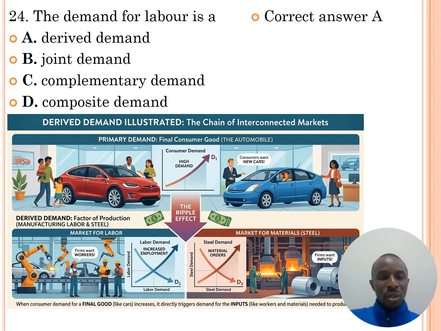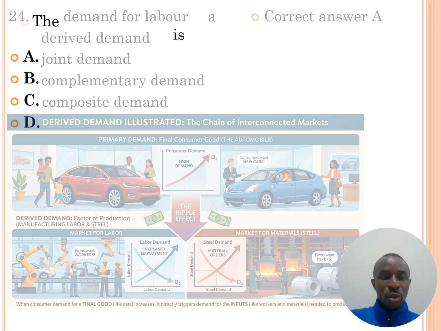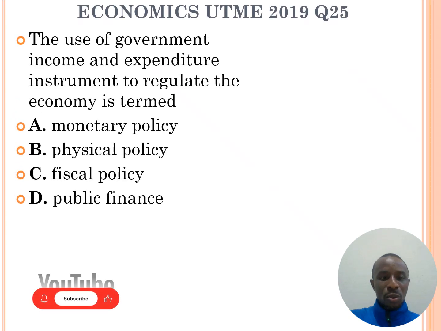To the last question, where we are going to stop for today. The use of government income and expenditure instrument to regulate the economy is termed public finance. Public finance talks about the government income and expenditure at all levels, the local, the states, and the federal. Our answer is option D.